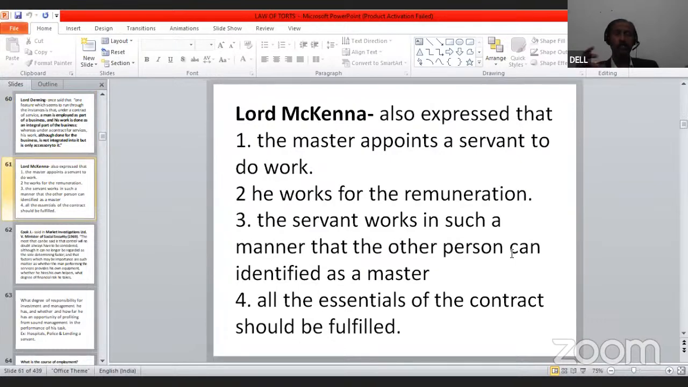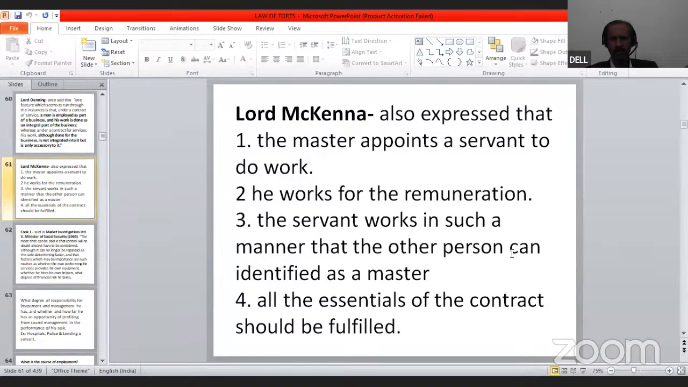Lord McKenna also gave some points, the same as what Lord Thankerton told. The master appoints a servant to do work for remuneration, and the servant works in such a manner that the other person can be identified as the master, that is, the power to control the manner of doing work, the power to prescribe the job. Now, the fourth one: all the essentials of the contract should be fulfilled. Lord McKenna is cautious: any contract which is illegal and immoral, ex turpi causa non oritur actio, cannot be entertained. The law will not recognize it. Therefore, even the master and servant relationship should be moral and legal. Understood? So they say the essentials of the contract should be fulfilled.